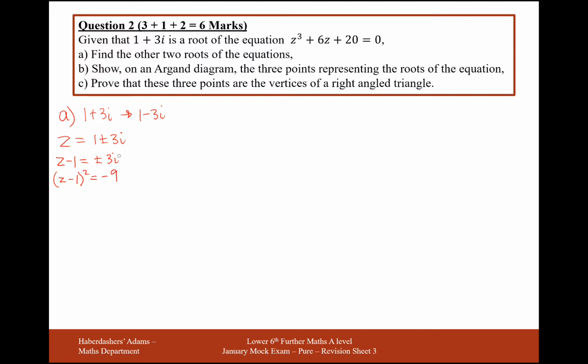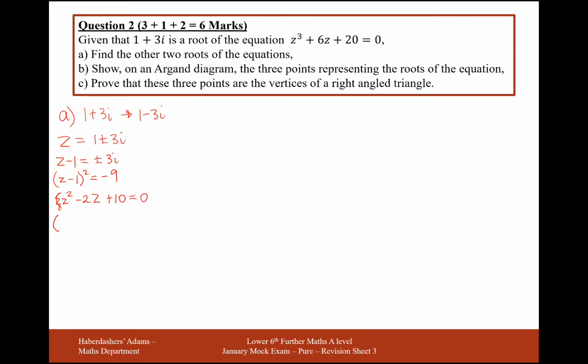The minus 9 comes from i being squared to give you minus 1, and then plus or minus 3 being squared to give you the 9. So minus 1 times 9 gives you minus 9. And then expand the brackets. z squared minus 2z plus 1, and plus the 9 onto the other side as well. You get plus 10 equals 0.